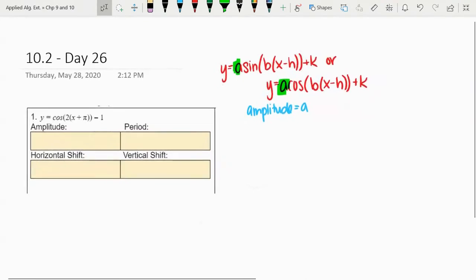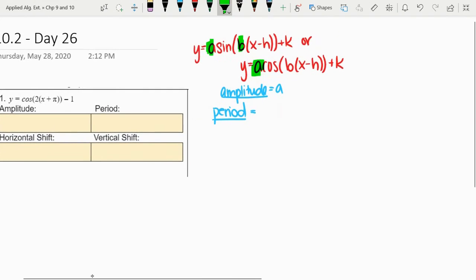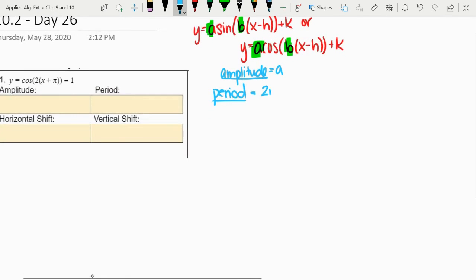Next, we usually will find the period of the function. And for that, we're going to use this second variable, which is B. And there's one or two ways you can find it. You could either take 2 pi and divide it by that letter B, or that's the same thing as multiplying 1 over B times 2 pi.